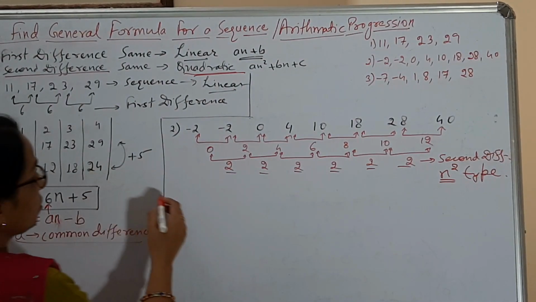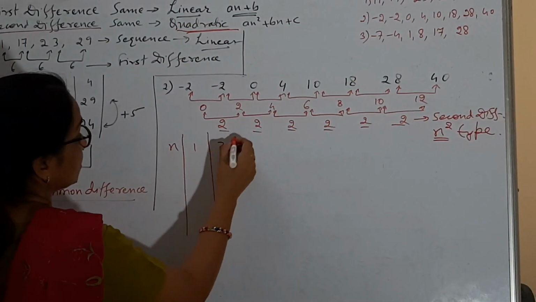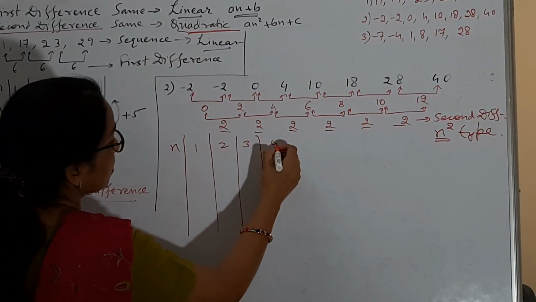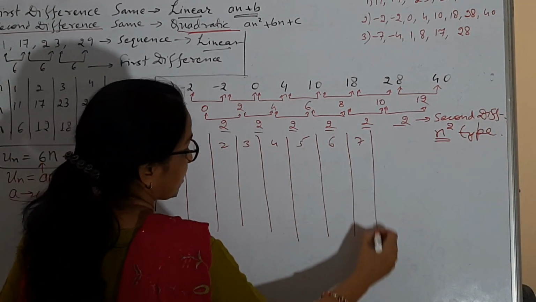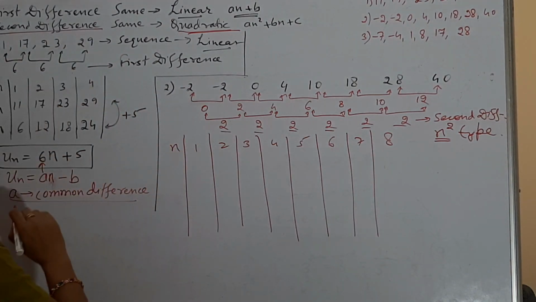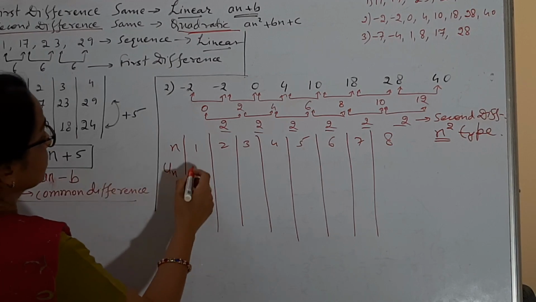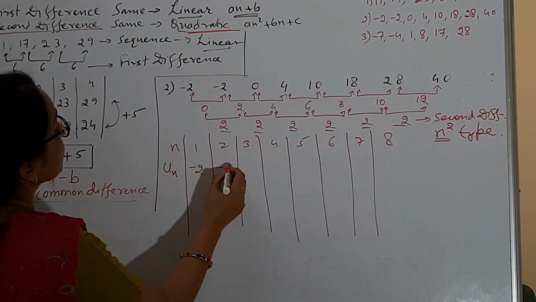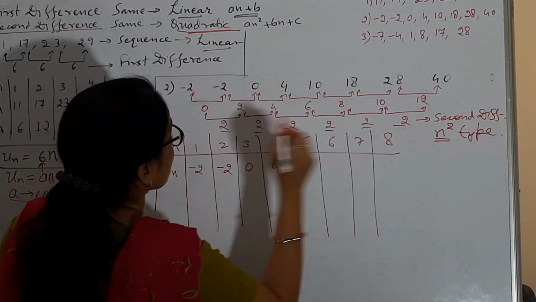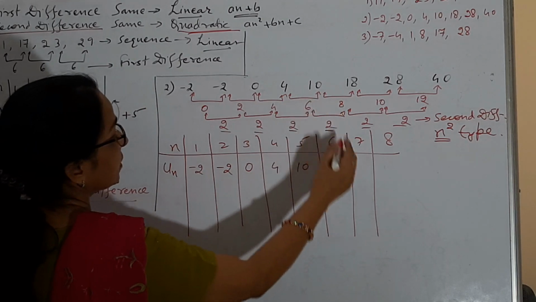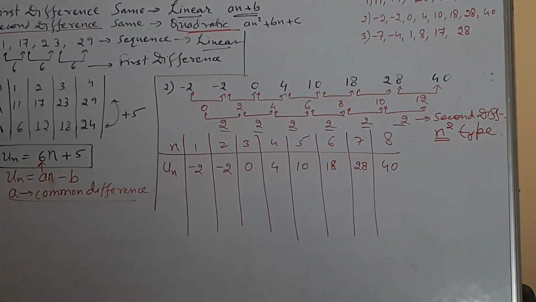Okay? Let's make the columns now. So n: 1, 2, 3, 4, 5, 6, 7, 8. Now let me write the terms. Un, that is -2, -2, 0, 4, 10, then 18, 28 and 40. Okay?